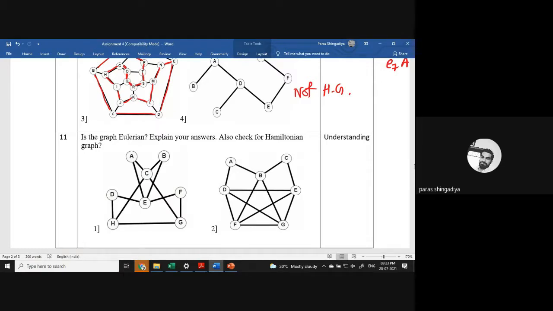That's correct. The first is neither Eulerian nor Hamiltonian, but the second is both. That's correct. Write and explain the answer. Just write your answer.